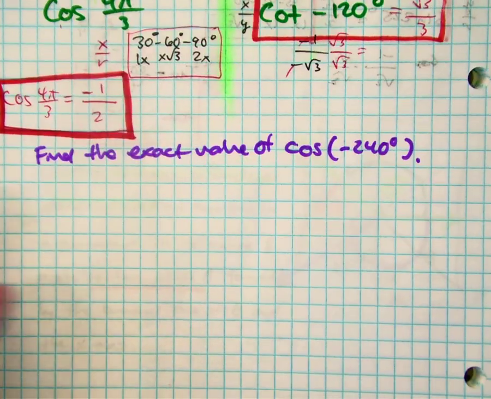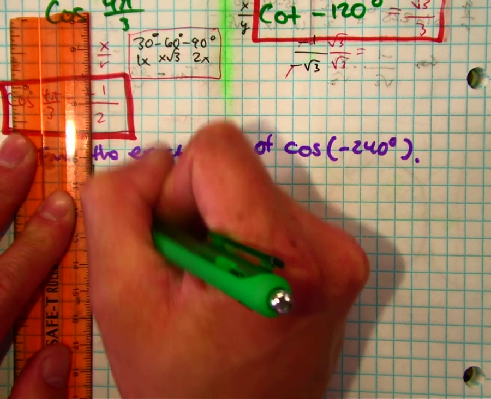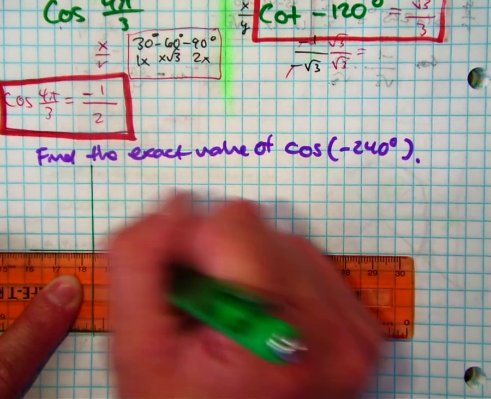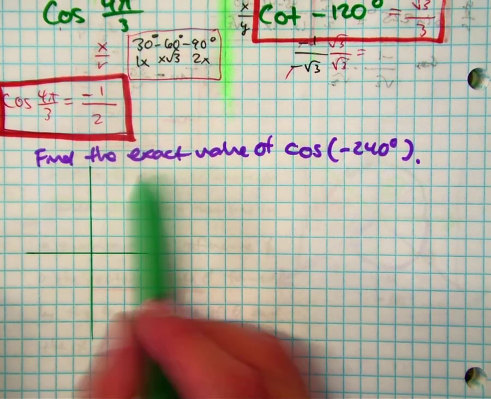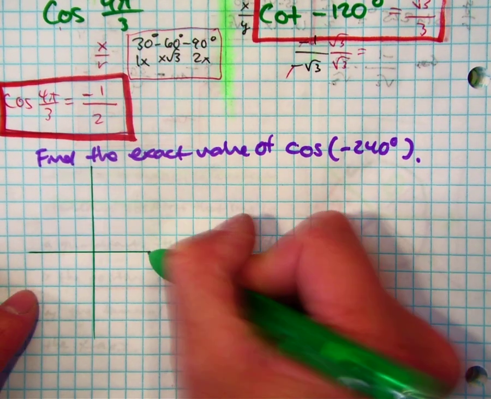So I need to find the exact value of cosine of negative 240 degrees. I'm going to draw myself a picture. Negative 240 degrees is not an acute angle. So I'm going to try to find an acute angle, which is a reference angle. I'm going to start here in standard position.